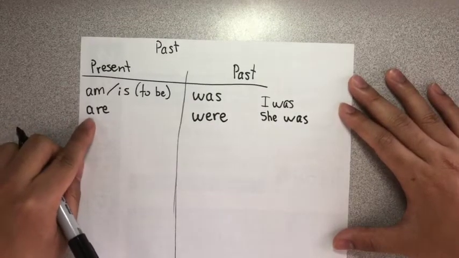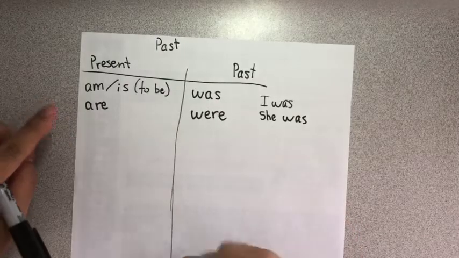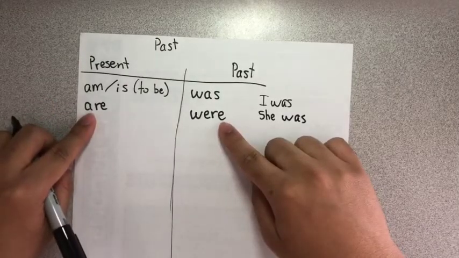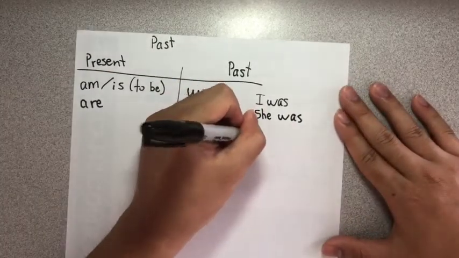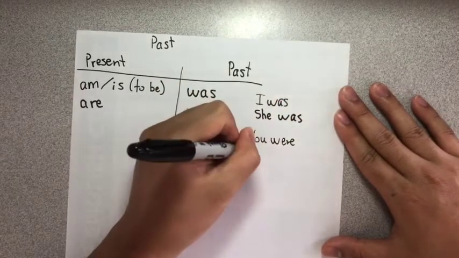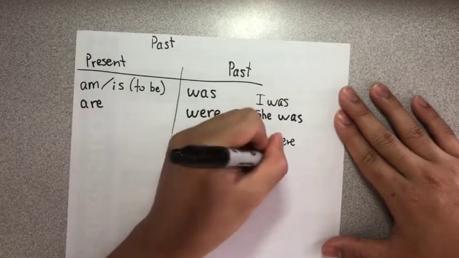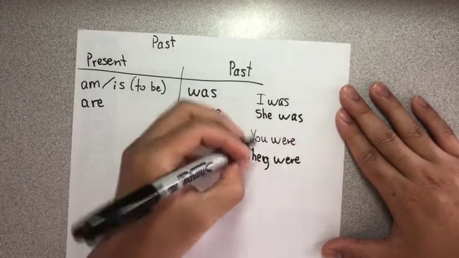Are. We have are for you are, we are, and they are. In the past, we say were. So, you were, they were, and we were.